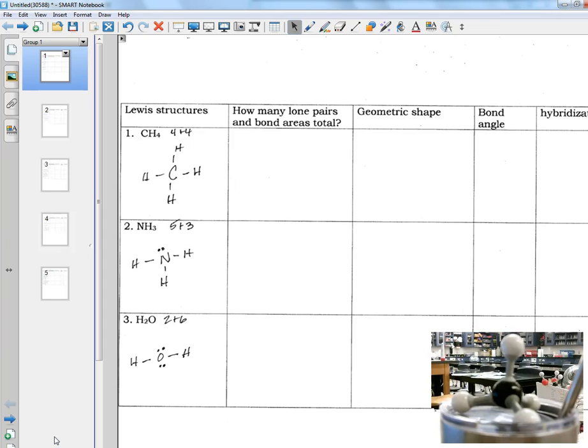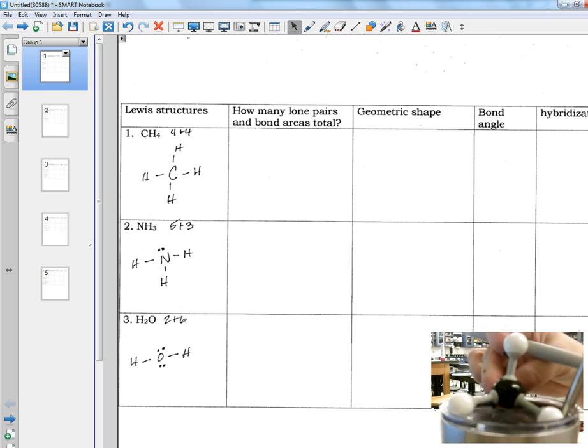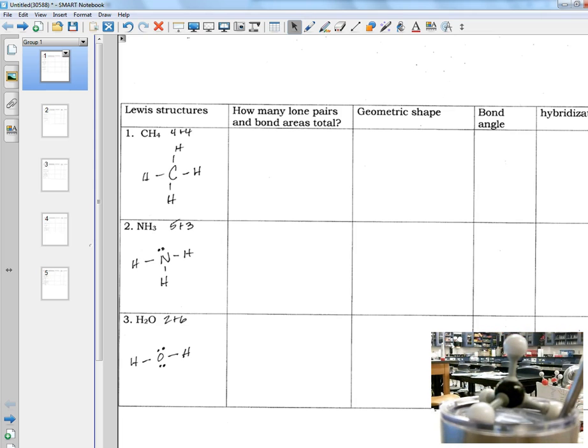Alright, in an effort to speed things along, I've already drawn all the Lewis structures so that I don't have to do that. We have here our carbon atom connected to 4 hydrogens. And you can see that it's very difficult to draw something three-dimensionally. But by drawing the Lewis structure, we can count how many total bonds there are.